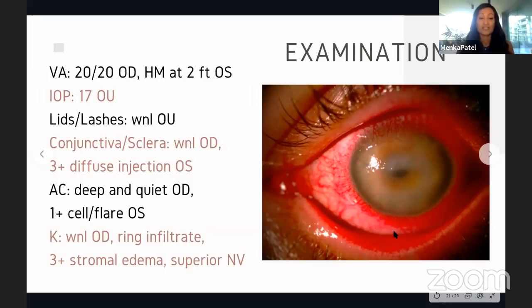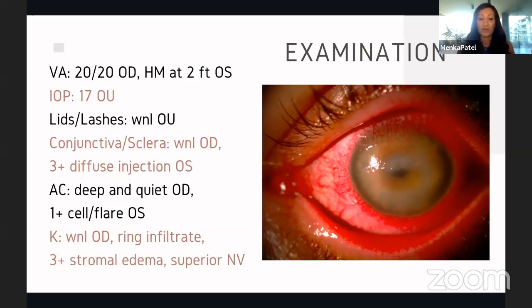Then we look at the anterior chamber. The right eye is quiet. And in the left eye, there's 1+ cell and flare. So there's inflammation inside the eye. And again, the anterior chamber is the space between the cornea and the iris, the colored part of the eye. So between that little area, you can actually see if there's a reaction. So this patient does have 1+ cell and flare.